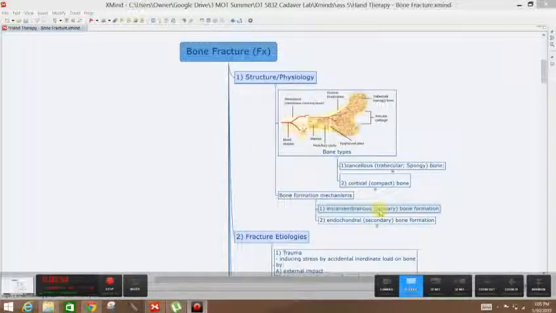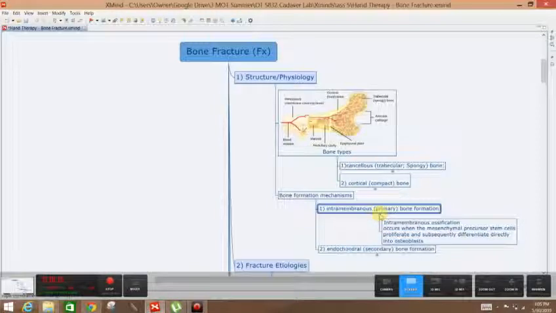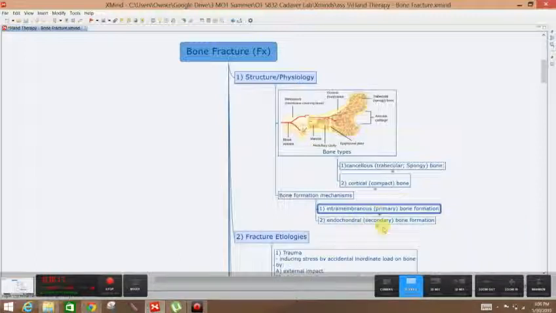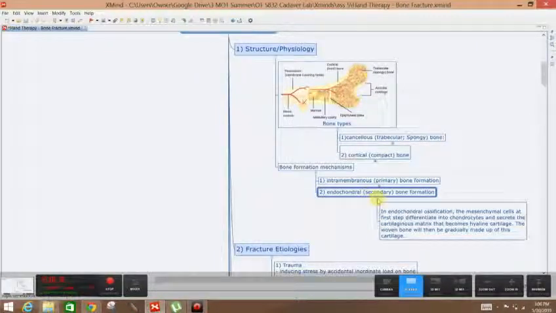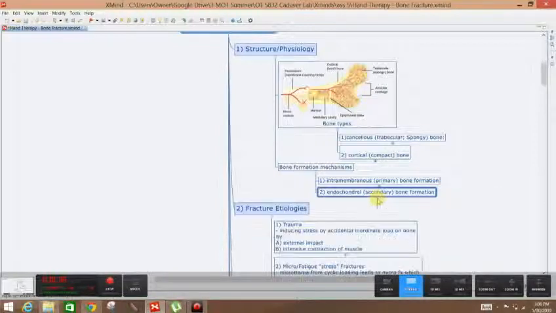So bone formation mechanisms, I will also talk about this later, but the bone formation mechanisms are intramembranous or primary bone formation, in which there is no cartilaginous callus formation. It just transitions into bone. Secondary, or endochondral bone formation, is the one that will have the longer phases, and those will be going into more depth later. But basically, there's a callus formation, and then there will be bone that replaces that cartilaginous callus.